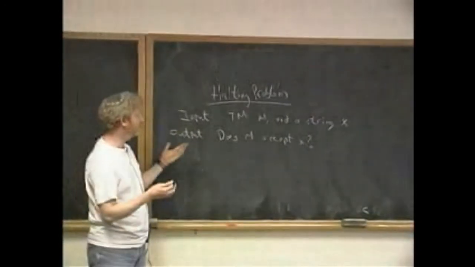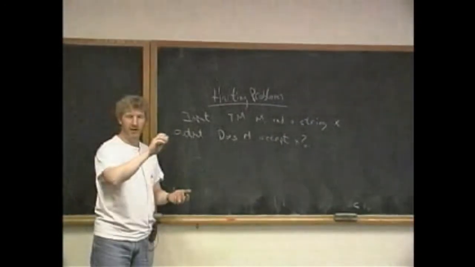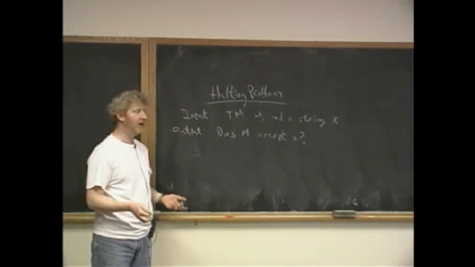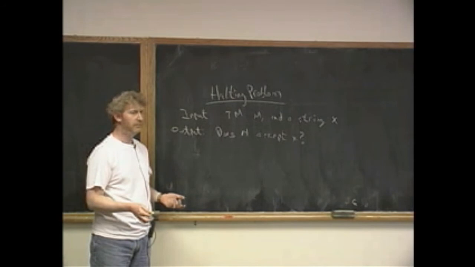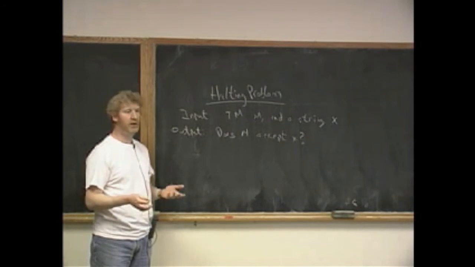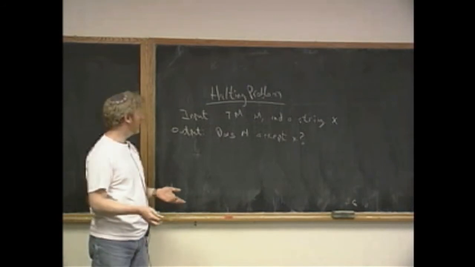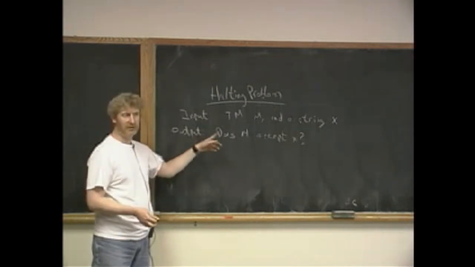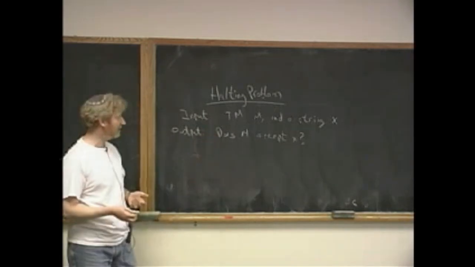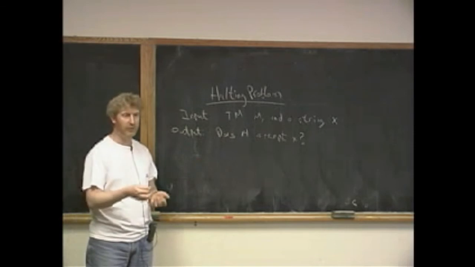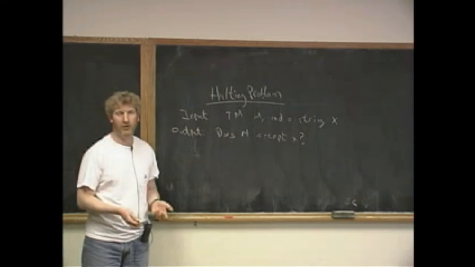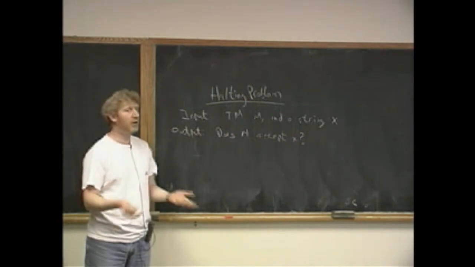And if it stops and says, I accept, then you say, yes, I know the answer. It stops and accepts. And if it doesn't stop and accept, then what do you do? Well, that's where you get in trouble with that method. That method's guaranteed to answer yes when M does accept x, but if the answer is no, if it doesn't accept x because it runs in some infinite loop, then your way of determining that will just be in an infinite loop. So maybe there's a more clever way to do it.